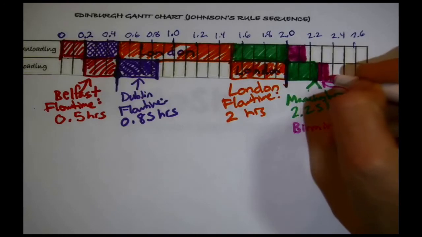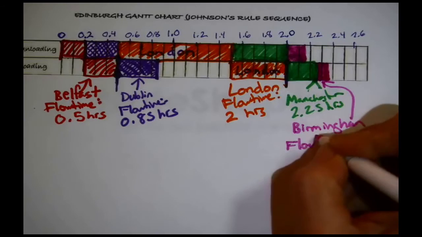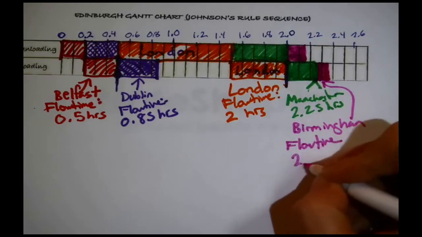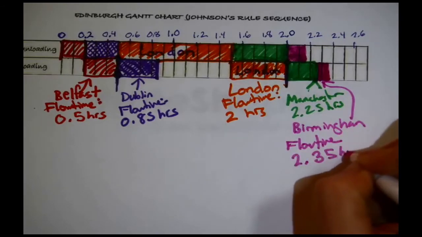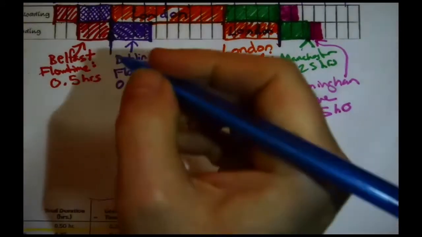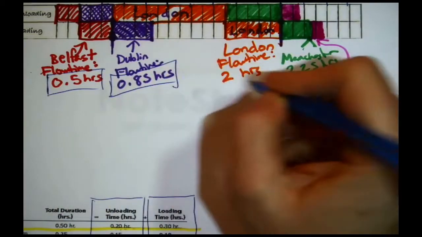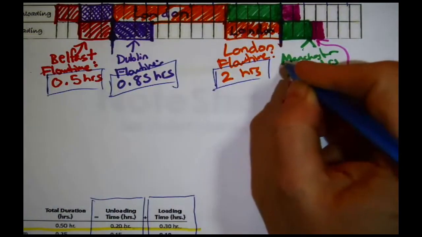It is just shy of 2.4 here, so the flow time is 2.35 hours. So first off, I have finished a Gantt chart illustrating the Johnson's rule sequence. Second, I have found the flow time of each of the jobs, so to speak, each of the jets in that sequence.